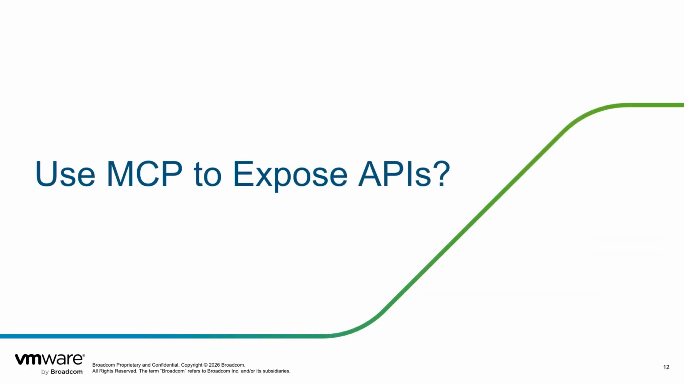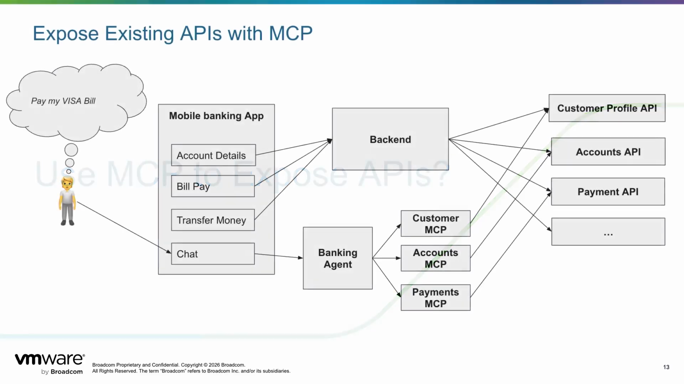Okay, now that we know what these are, you'll probably go back to my original question. I got all these APIs in my bank. How am I going to make them accessible? Naturally, you might say, great, let's use MCP. So what we're going to do is we're going to say, we have a customer profile API. Let's make a customer MCP server that could have get customer details, update address, that kind of stuff. We have accounts and we have payments, and we could do that.